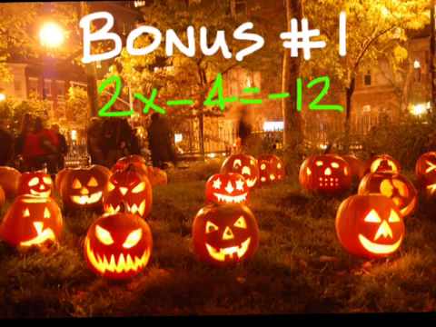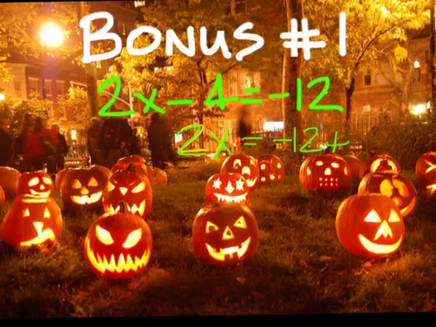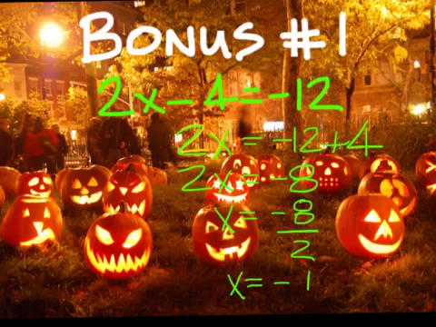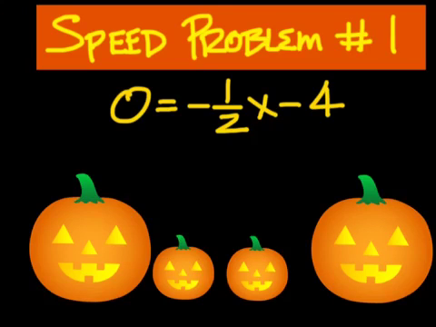There's the bonus. For the answer for this one, you're going to have 2x, and that's not going to show up very well, so we'll use this. 2x equals -12 plus 4. So 2x equals a -8, and divide by 2. So the answer is -4. This one goes to the first 4.